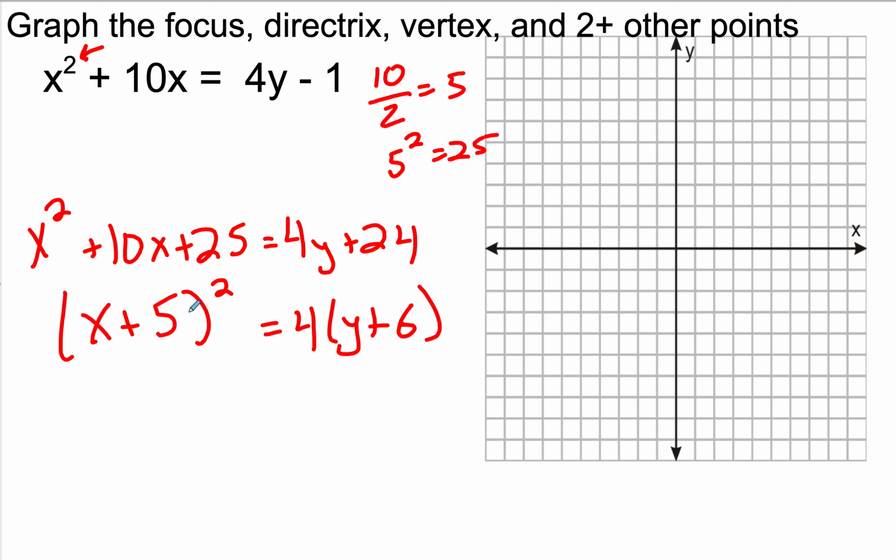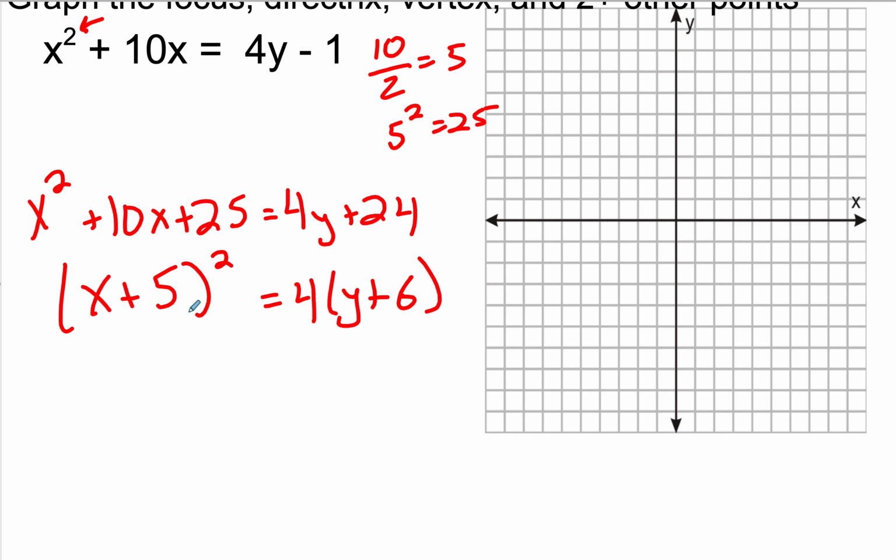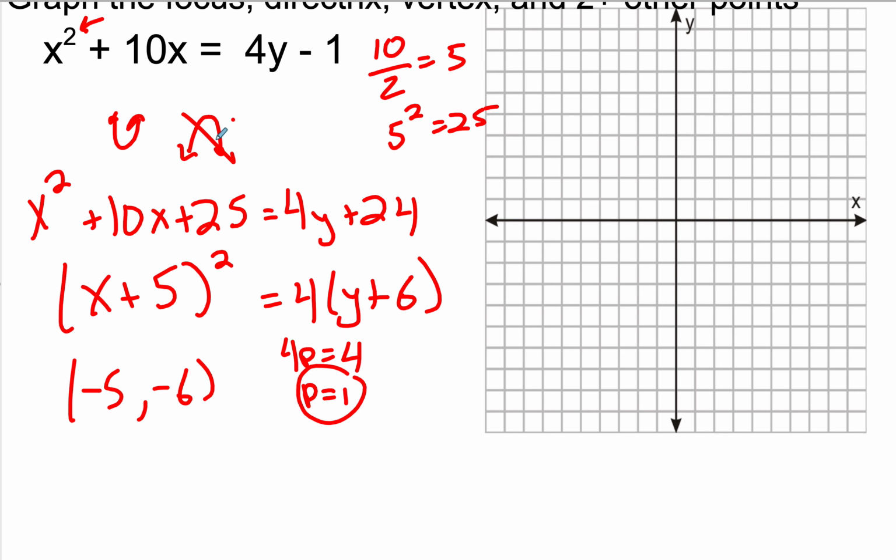Now I graph. So it's just one more step. It's getting it to look like it did before, then graphing it. Okay? So again, it's going to be an up or a down because it's the x that's being squared. So let's take a look. The vertex is -5, -6. 4p is equal to 4, so p is equal to 1. P is positive, so it's upward.